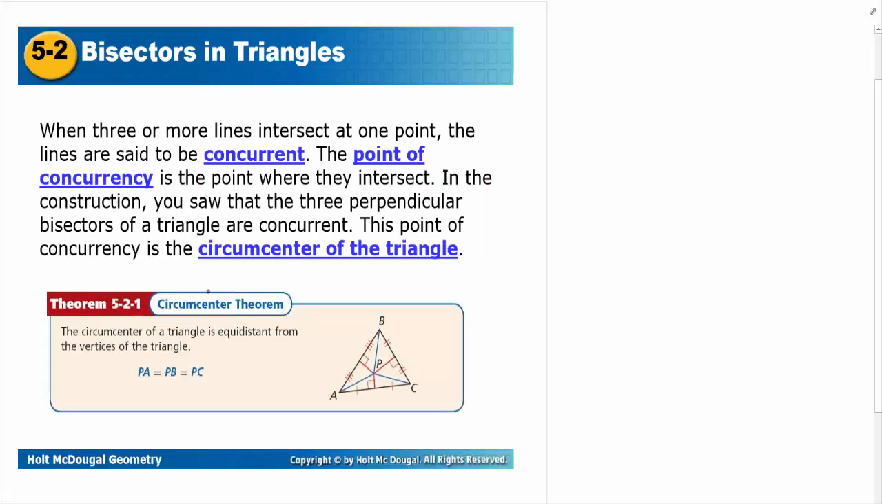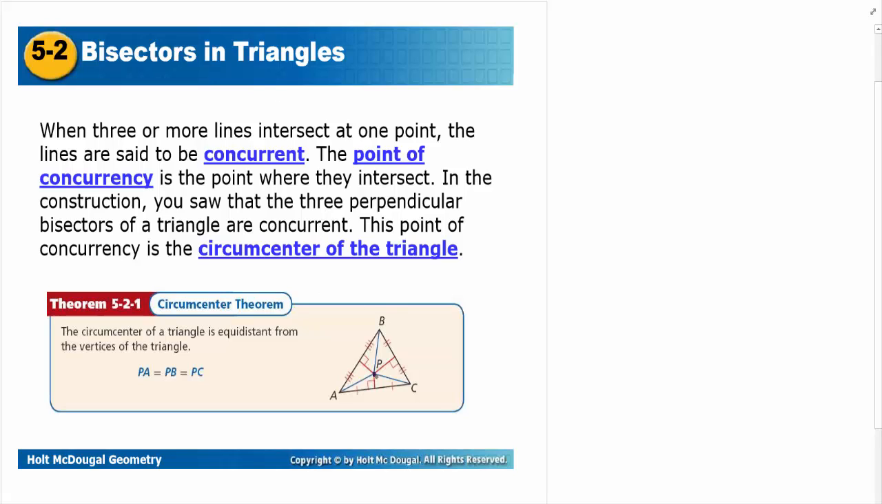Okay, so this is going to be that first property that we went over when we do the constructions, and it's an important, interesting property. It's going to have what's called a concurrency point. If I construct the three perpendicular bisectors of a triangle, they're all going to intersect at the same point. When three or more lines intersect at one point, that point is no longer called an intersection point. It's called a concurrency point. So that's what we mean when we say a concurrency point.